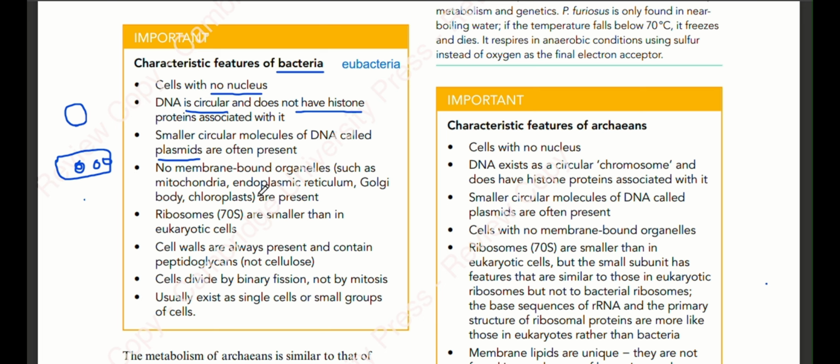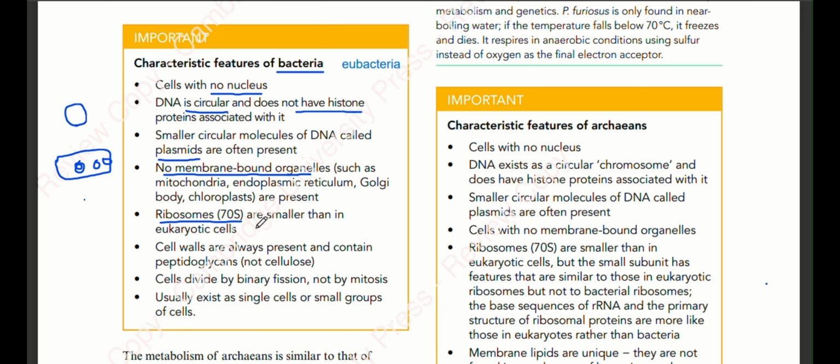Okay, now next point is no membrane bound organelles are present. It means mitochondria, endoplasmic reticulum, Golgi body, chloroplast are absent in bacteria. Simply, no membrane bound organelles are present. Ribosome, as you know, is a very important organelle. It is responsible for making proteins.